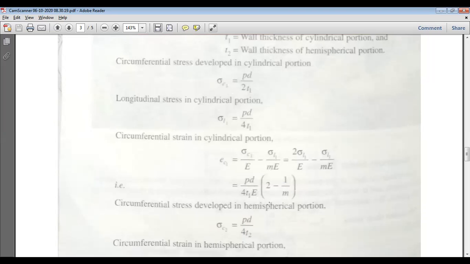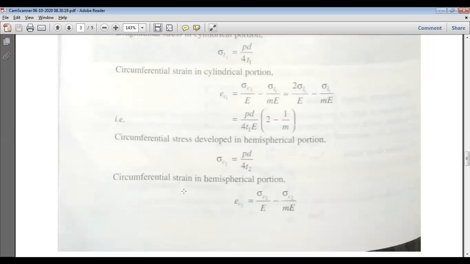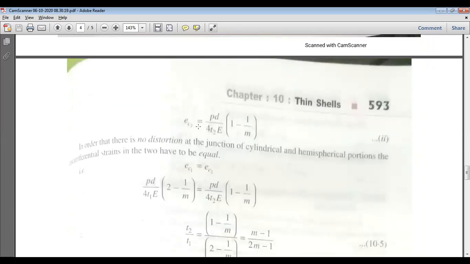Substituting these values, we will find Poisson's ratio, and this way we will find the circumferential strain in the hemispherical portion. EC1 and EC2 have to be equal, as there is no distortion in the action of the cylindrical and hemispherical portions. If strains develop in the two half spheres, they are equal.